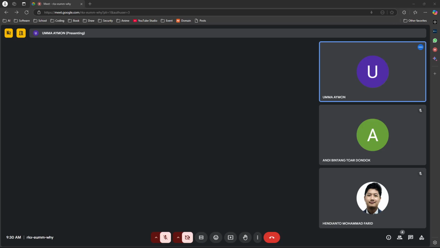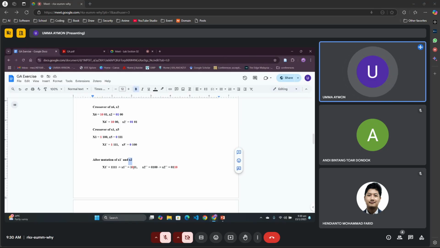to do the mutation. Mutation is we just choose one bit of the gene and change it randomly. Okay, for x1 after changing we got 111. During mutation we just change this third one to 0. This is mutation. We can do it for 1 or more bits.